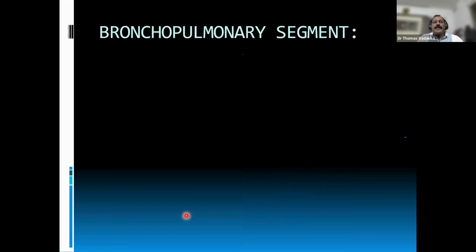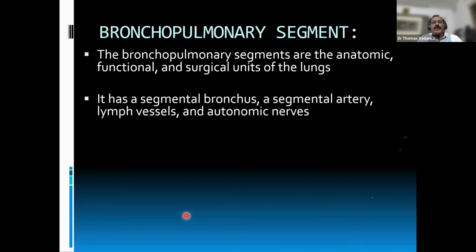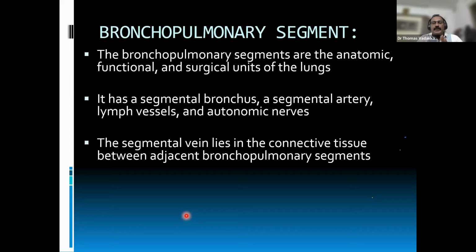Now, bronchopulmonary segments are very important because some diseases are specific for each bronchopulmonary segment. Each bronchopulmonary segment is an anatomically, functionally, and surgically separate unit of the lung. Surgically, when you want to remove a lesion in one segment, it can be removed alone. You need not do a lobectomy. It has its own bronchus, its own circulation, its own lymph vessels, so you can remove it if it is diseased.